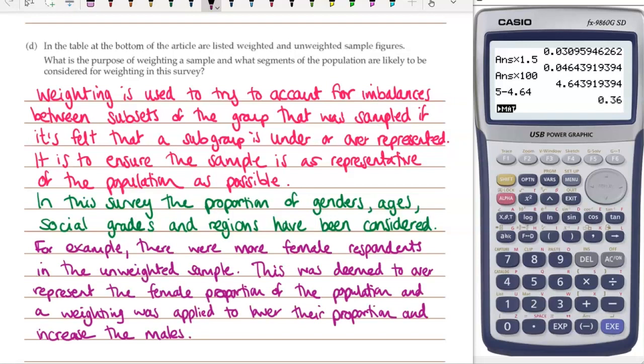So the example I've used to highlight that is the male and female, where we can see in the unweighted sample we had more female responses, and still in the weighted sample we still have slightly more female, but it's been evened out a little bit more to be more representative of the population.